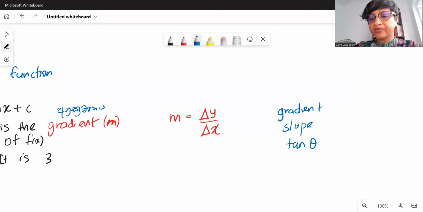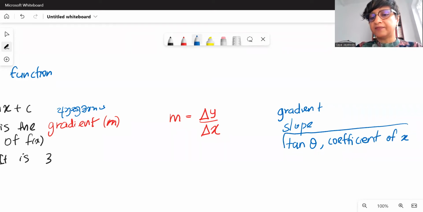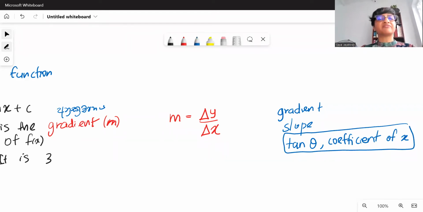Then I'll write these two together, tan theta and coefficient of x. But both of these hold only for a linear graph. For any function, slope and gradient are very general. But tan theta works only for a linear function. Coefficient of x applies only for a linear function.